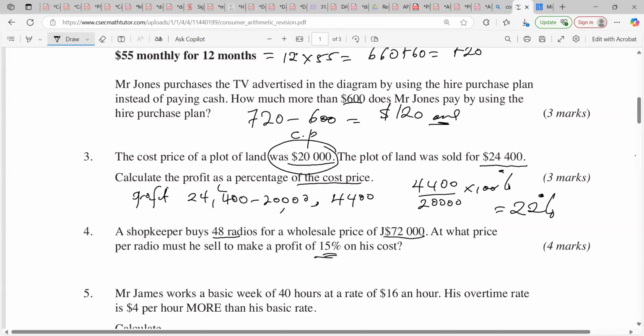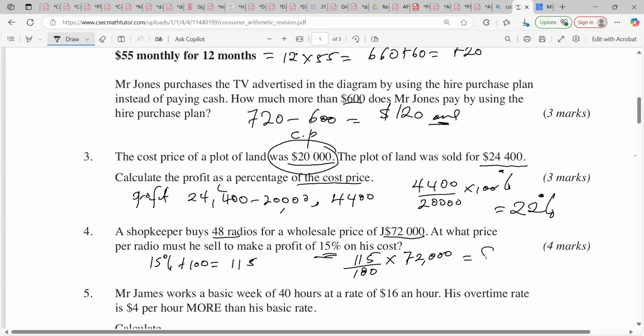I think we just need to say, okay, since he's going to make 15% profit, we need to add 15 to 100. That will represent the total you need to sell for. So it should be 115%, because you need to make that profit. That's what we work out: 115 divided by 100 times 72,000. That's 3 zeros. All right, cool.